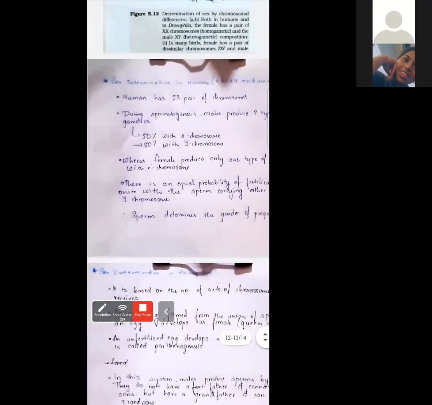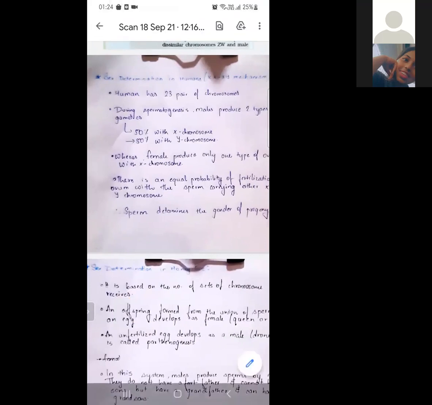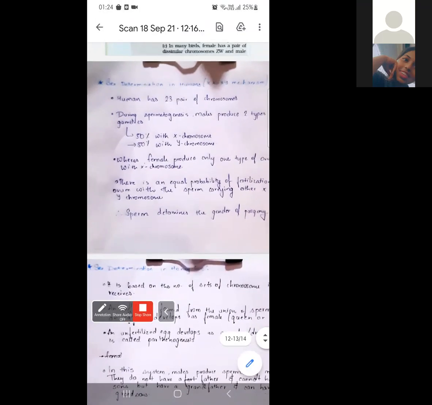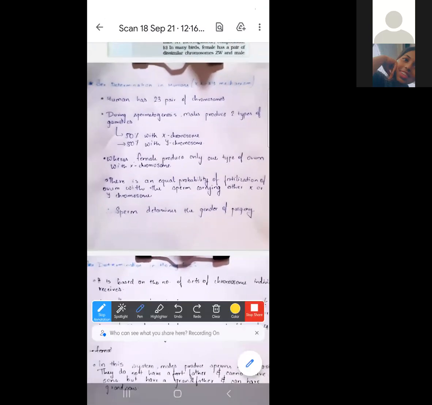Now moving further, let's study sex determination in humans. We know humans have 23 pairs of chromosomes, that is 46 chromosomes. Females have XX sex chromosomes and males have XY sex chromosomes.